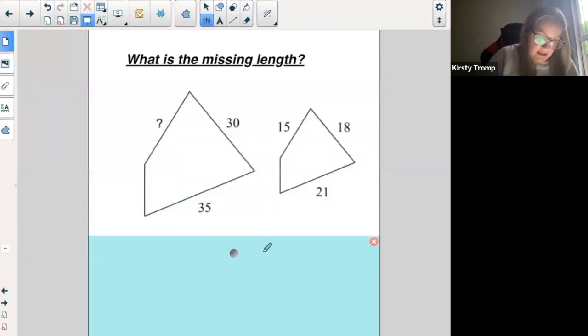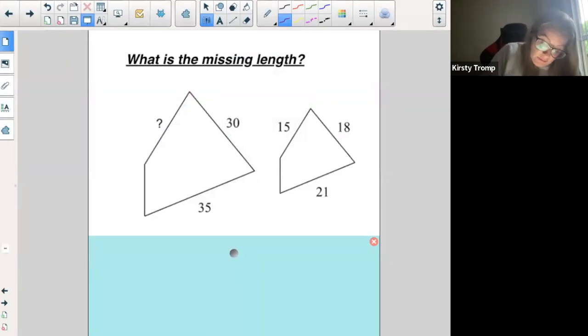In our first question, it says, what is the missing length? What they forgot to tell us here is that these two shapes are in proportion. So these are two polygons. They've got straight sides, they've got some angles, and they're in proportion. So instead of seeing a question mark here, I'm going to make this an X for myself. So there's an X.